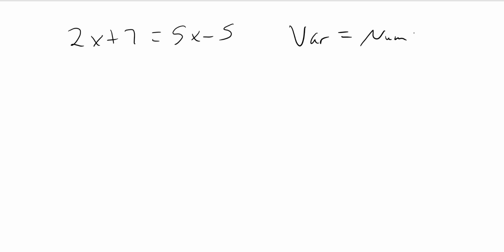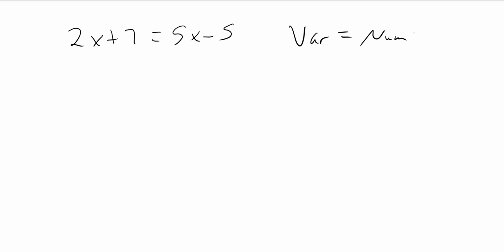What about variables on both sides? So what if I have something like this? 2x + 7 = 5x - 5. So remember, I want my variables on the left side and I want my numbers on the right side. That's just a good standard way to solve these problems. Okay, so again, variables on the left and numbers on the right.